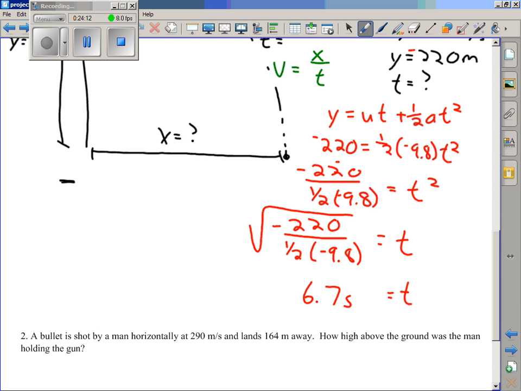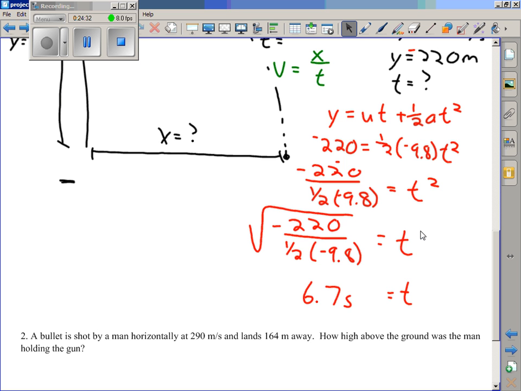6.7 seconds. Now, technically, it's plus or minus 6.7 seconds. Why can we forget the minus part? Because time is only positive. How are you going to have negative time? Last time I checked, time travel wasn't invented. Right? At least not yet.